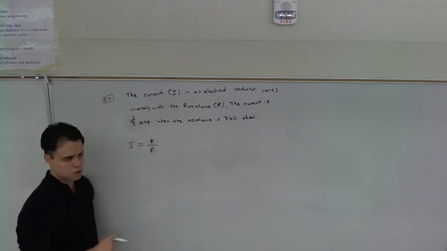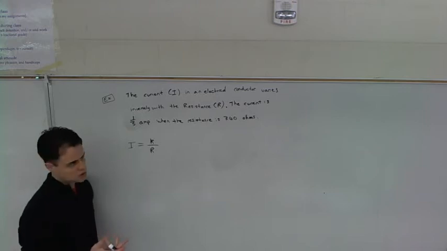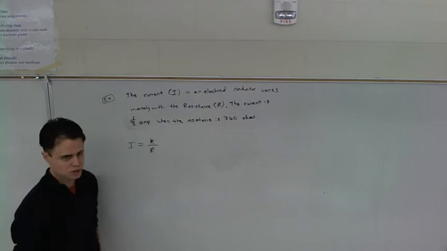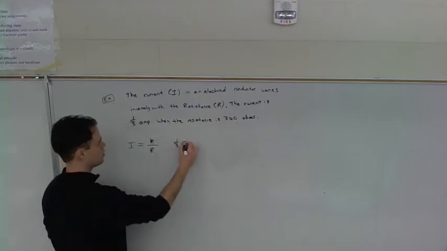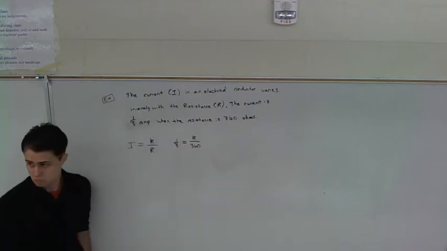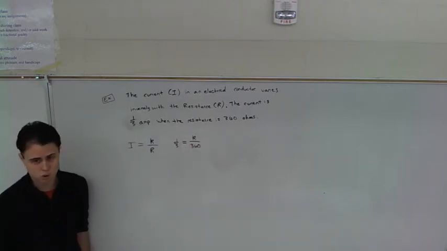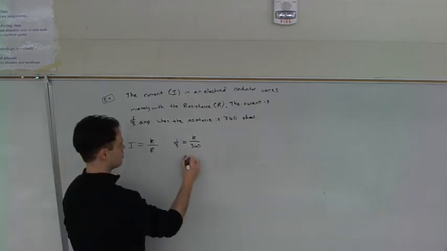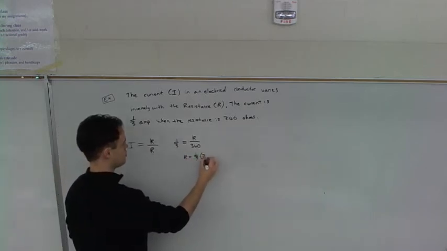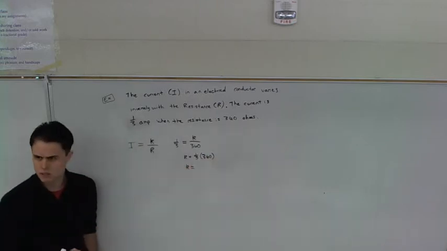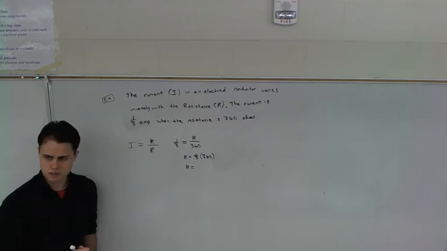Then it gave us some info so we can get K. So it says current is 1/3 amp when resistance is 360 ohms. Plug those in, so you get 1/3 equals K over 360. Multiply and you get K. So multiply that up there. So K is going to be 1/3 times 360. What's 1/3 of 360? Or 1/3 of 36 divided by 3.